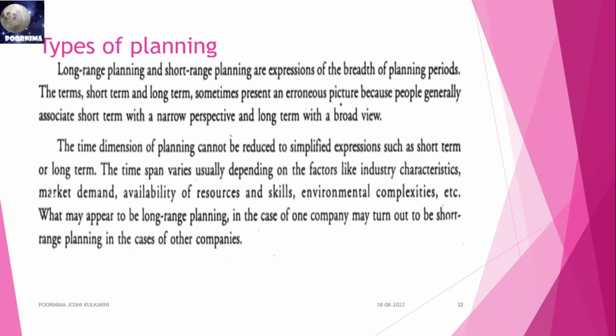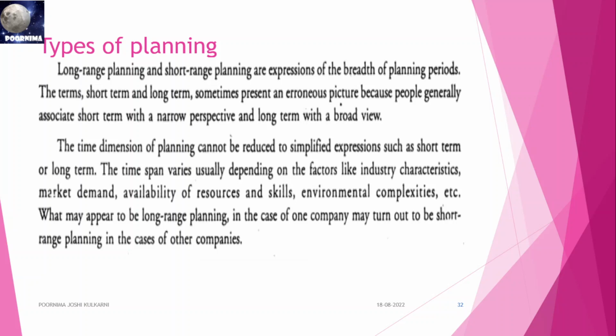Long range planning and short range planning are expressions of the breadth of the planning period. The terms short term and long term sometimes present an erroneous view. Erroneous means there is something wrong in that, because people generally associate short term with a narrow perspective and long term with a broad view. It is not like that. Short term planning is in cooperation with the long term planning, to achieve a long term goal.